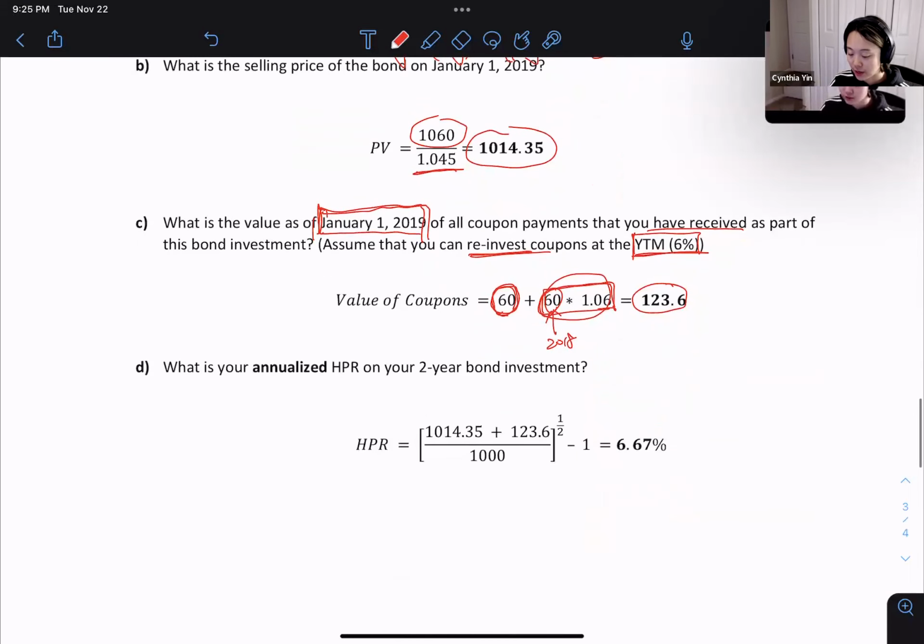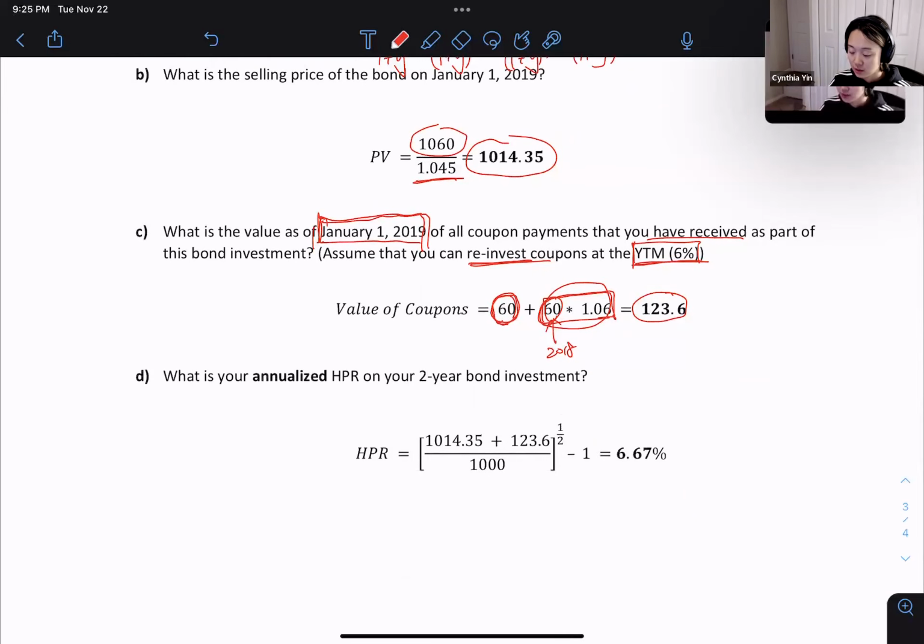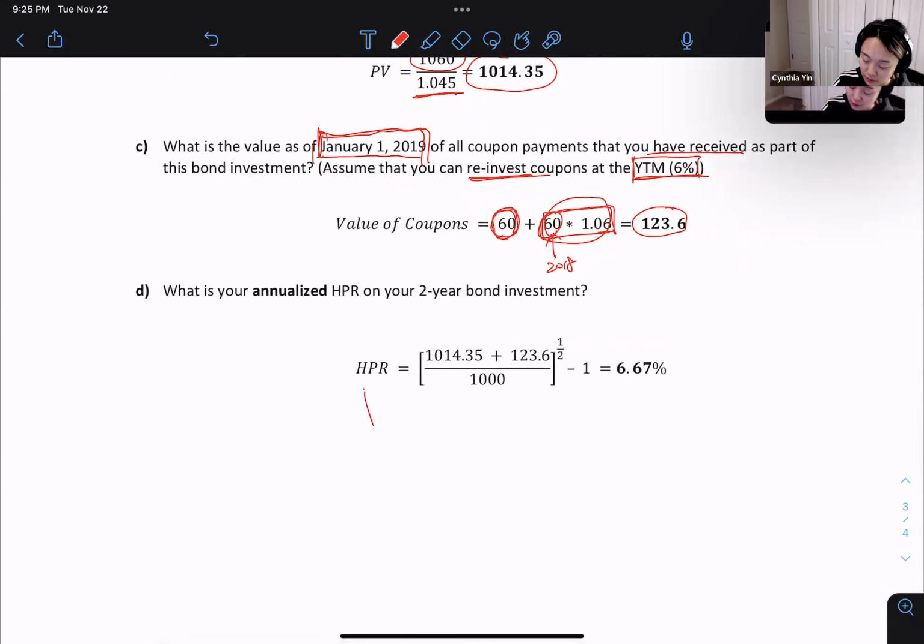So what is your annualized HPR on your 2-year bond investment? Remember, HPR is B1 plus the coupon part, C1, divided by B0. Again, B0 is the buy price, B1 is the sale price of the bond, and this part is all the coupon value at the end of the holding period. End of the holding period means 2 years later, on January 1st, 2019.